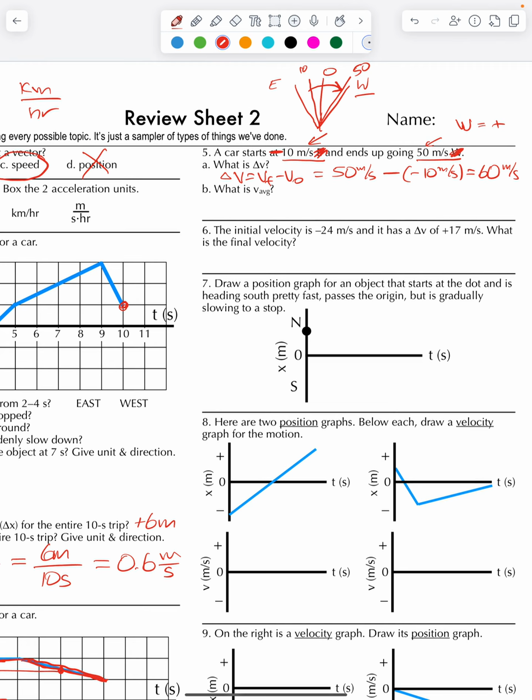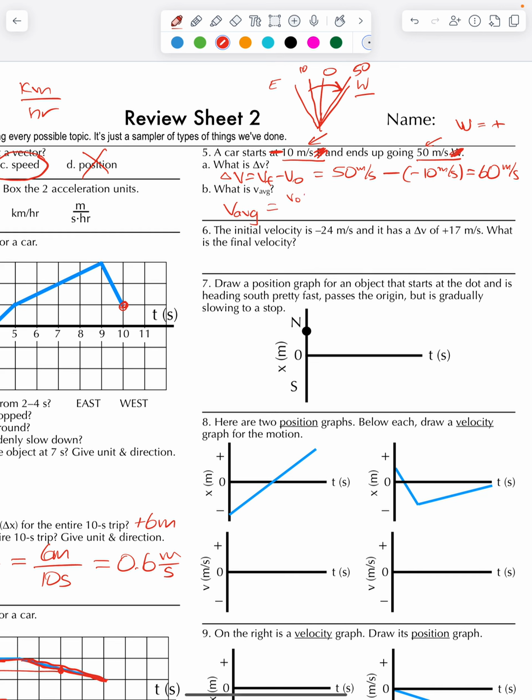Okay, let's get to V average. Now, one thing I'll repeat many times is whenever I give you an initial velocity and a final velocity, you could always find two things from that: the delta V, the change in velocity, and the average velocity. So remember, that's always in your arsenal. Given an initial and final velocity, you can find both. So let's do it with west defined as positive.